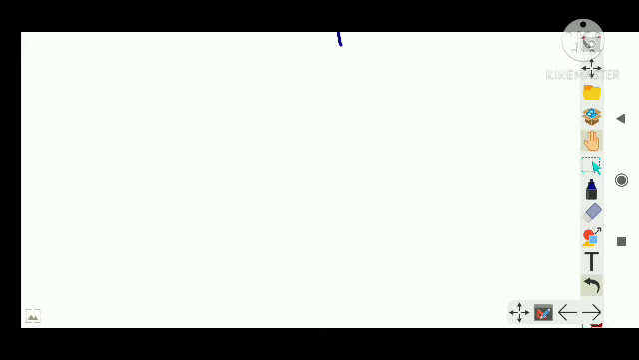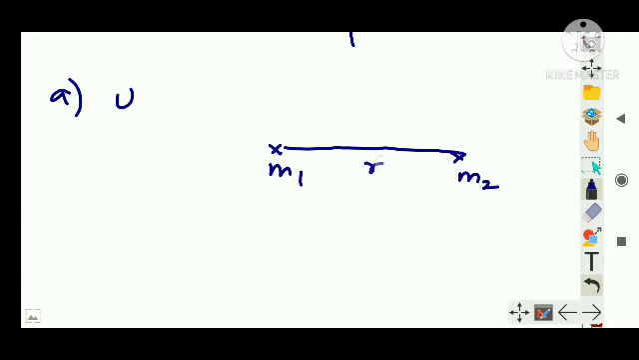That is, gravitational potential energy of a system of two particles. If there are two particles like this, let's say this is m1 and this is m2, and their distance is r, you will write U is equal to minus G m1 m2 by r. Sorry, why did I write r squared? This r, right? So that is the potential energy of a system of two particles.